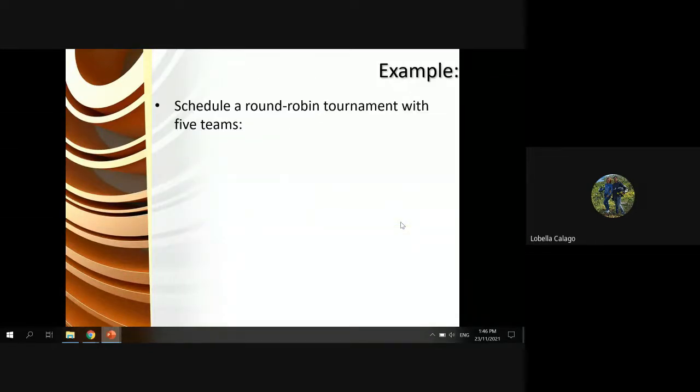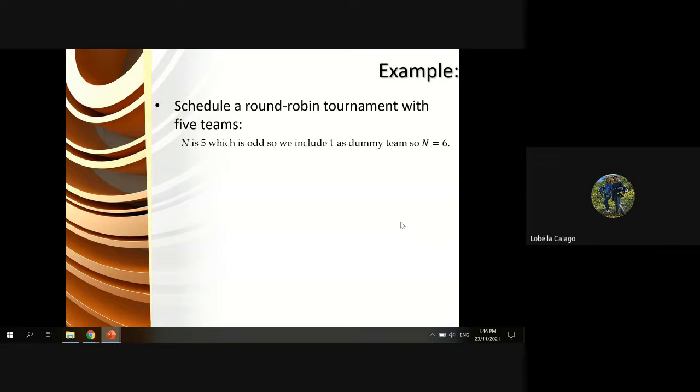For example, if you want to schedule a round robin tournament with 5 teams, where n is 5. So, 5 teams po tayo, so n mo is 5, and that is an odd number. So, therefore, we need to include 1 dummy team. Itong si dummy team, pag magiging kaka-compete niya yung dummy, bye siya. Ibig sabihin, magwe-wait po siya, I mean, wala po siyang game for that round.